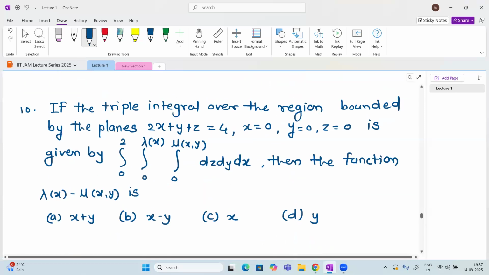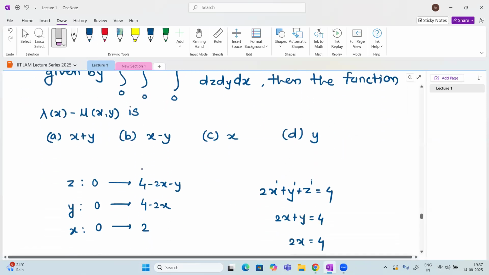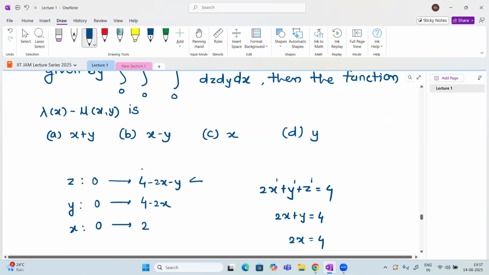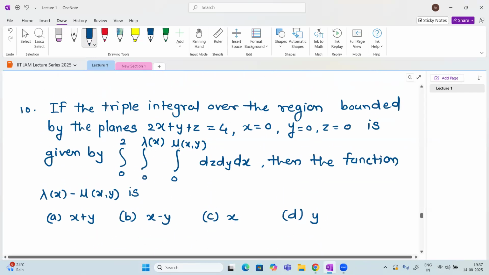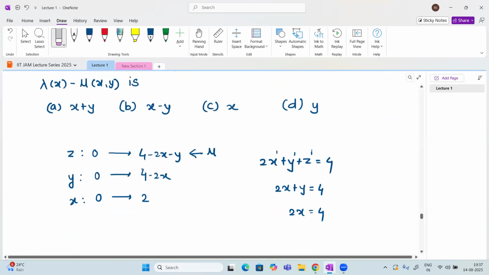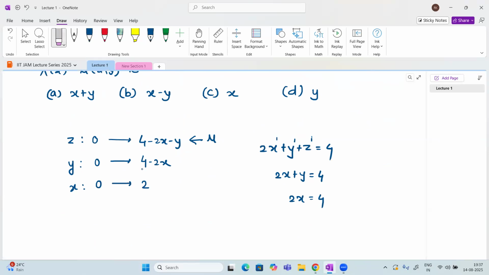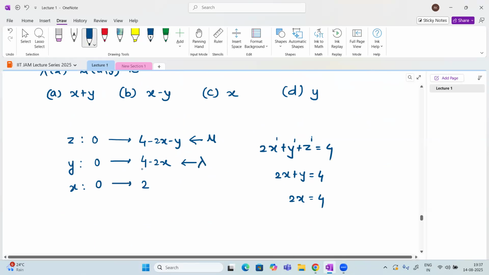Most welcome. See, the limits of z in this integral they have mentioned are 0 to mu. Can you see limits of z 0 to mu, right? So this is our mu. Agree? Limits of y are 0 to lambda, and our limits of y are 0 to 4 minus 2x. That means this is our lambda. Agree with me, Suraj?